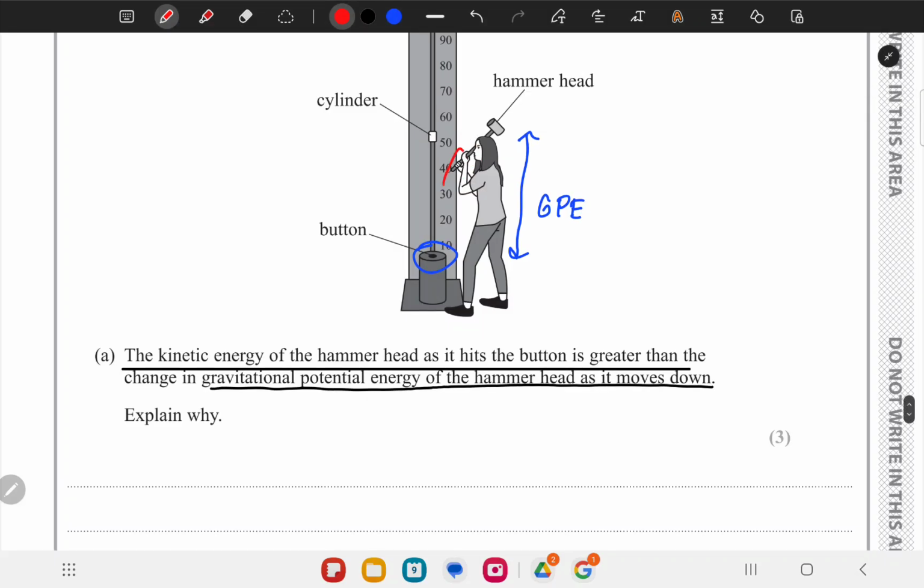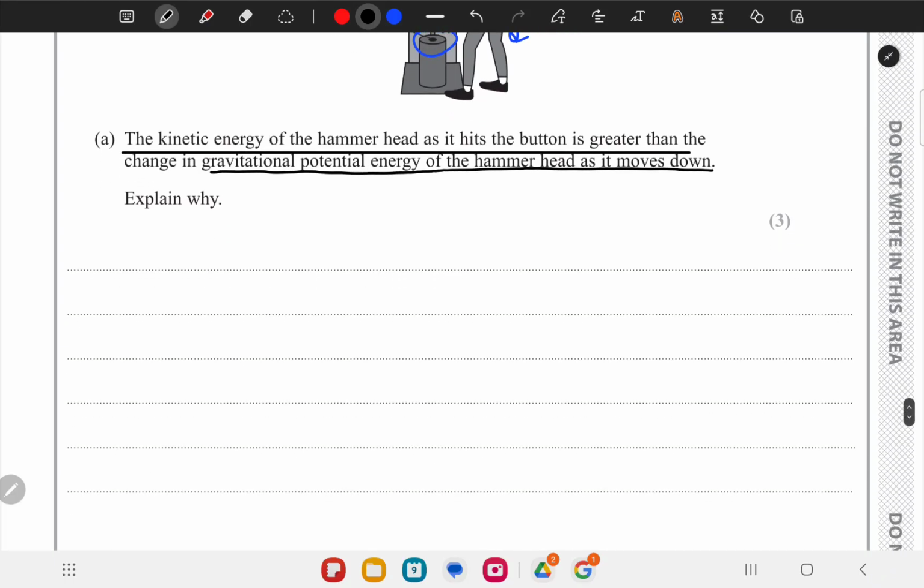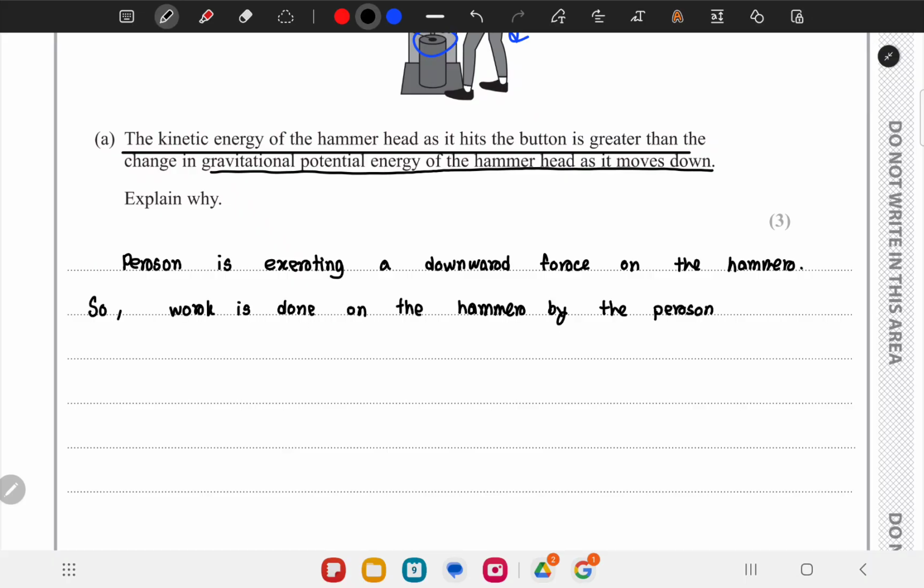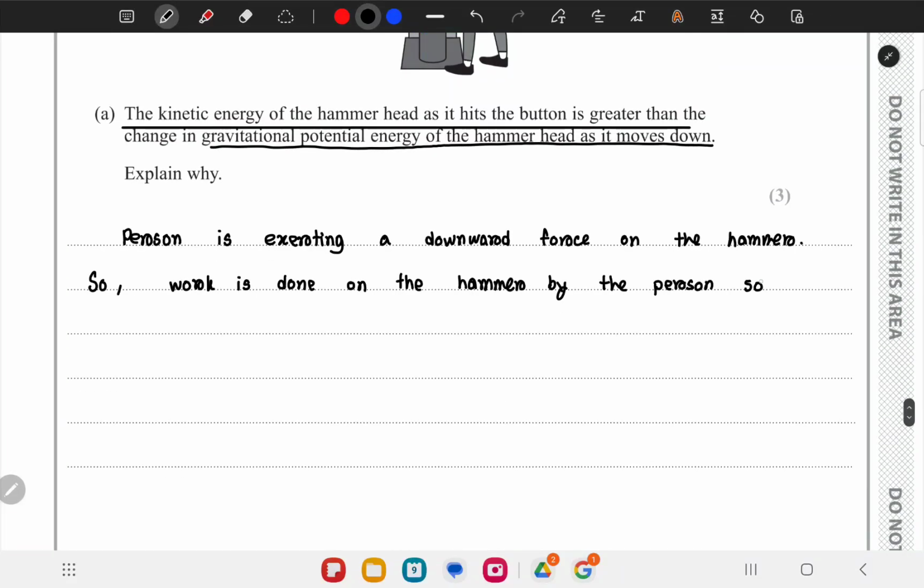So with our hand we are applying a downward force on it, so we are doing work on it, so we have an additional work done downwards. This will also contribute to the final kinetic energy. So when we are writing our answer, we first talk about the person applying a downward force on the hammer, and then we talk about how this is causing work done. This work done is the additional energy. This work done is also converted into kinetic energy, so additional energy is transferred to kinetic energy.